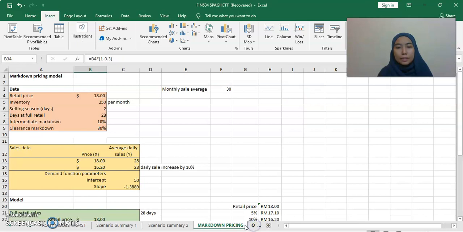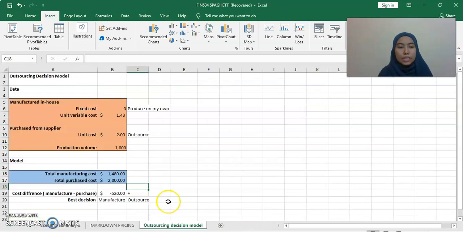But for the outsourcing, I still need to manufacture on my own, to save more cost and to gain more profit.